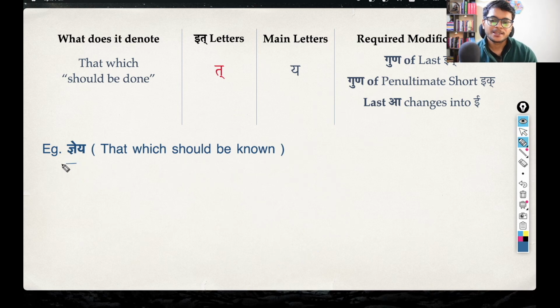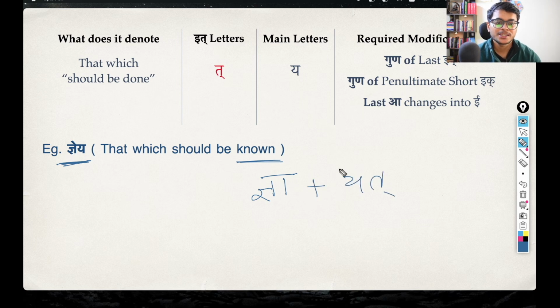And now let us take another example, Gneya. This Gneya means that which should be known, because it is coming from the dhatu Gnya. This Gnya dhatu means to know, to understand, to realize in that sense. And when we are modifying this dhatu using the yat suffix, we immediately see that this last modification will happen: the last dirgha a will change into a dirgha e. So this Gnya will change into Gni.